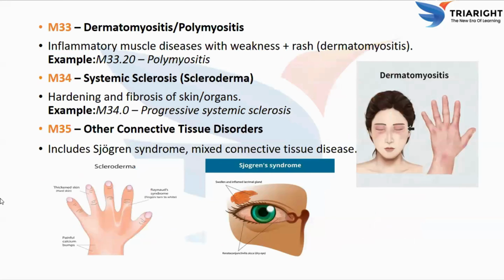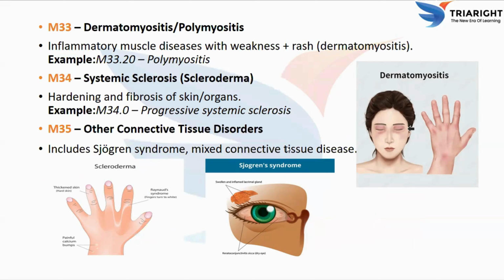So this is about the M33, M34, and M35 codes. What are these code ranges? They describe connective tissue disorders. This slide explains three major groups of autoimmune connective tissue disorders. These diseases often affect the muscle, skin, and internal organs.